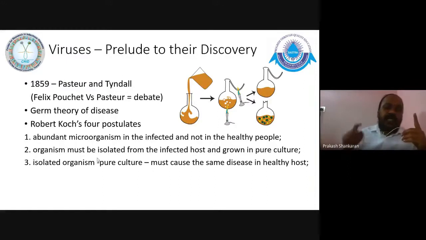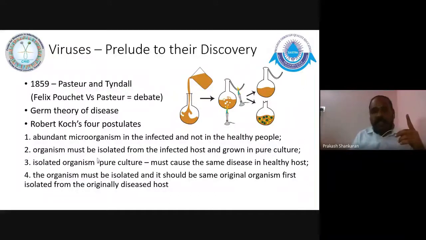And the fourth one was the organism must be isolated, and it should be the same original organism first isolated from the original diseased host. Now the story starts from here. A person is infected, so he is having some disease, and from him you should be able to isolate the organism and grow it in culture. If this pure culture is injected into another healthy person, he should get infection, and after he develops the disease, if you isolate the organism from him again, then it should be the same one that you isolated from the infected persons in the beginning.